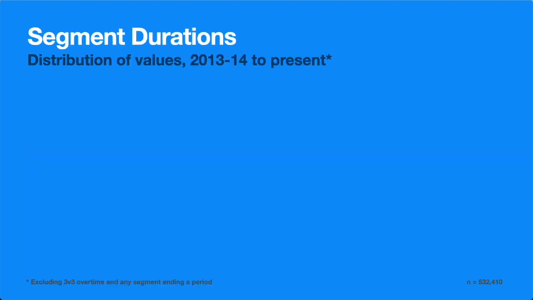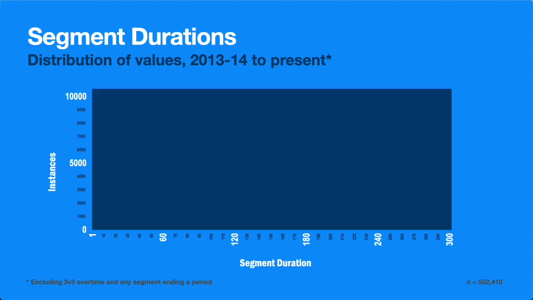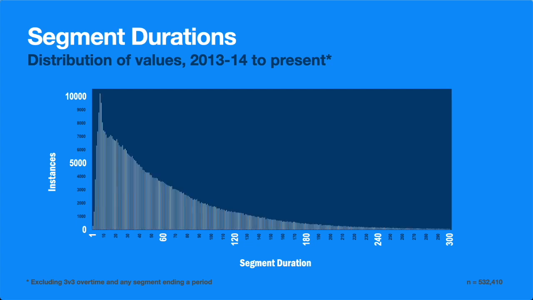Anyway, what we're going to talk about today, though, is segment durations. And so here's the distribution of values from starting in about 2013-14, all the way to the present. I've graphed the durations on the x-axis and how many times they occur on the y-axis, and it looks like that. Apologies for the moire pattern. We won't be here long.